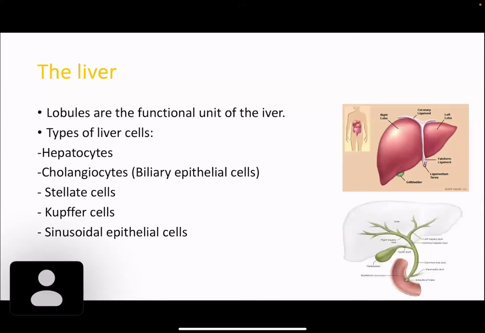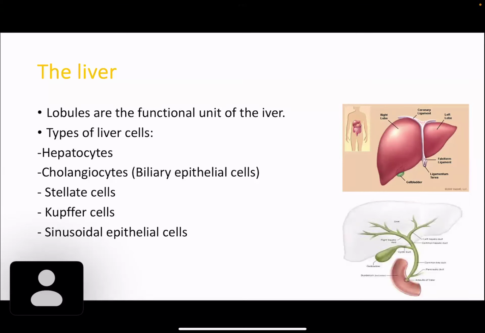Functions of the liver. As you know, the liver is the largest organ in the body, composed of two main lobes, the right and the left lobe. And histologically, it is composed of many cells, and lobules are considered the functional unit of the liver.